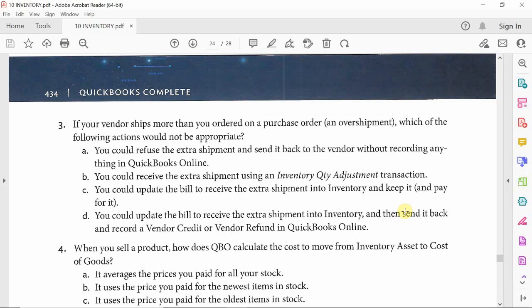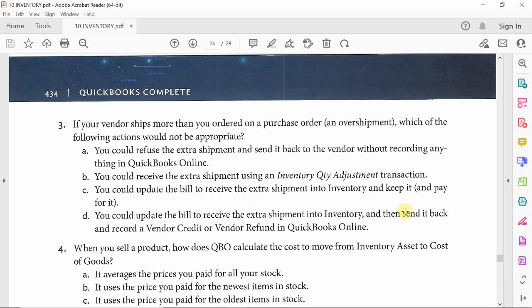If I remember correctly, we decided it was A. A would be the most appropriate. The question is what is not appropriate. Because yes, you should refuse the extra shipment and not record it. That is the most correct thing to do. But we're looking at what would not be appropriate. So that would be B.